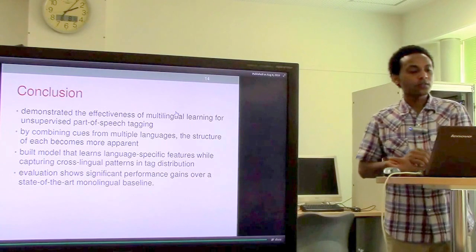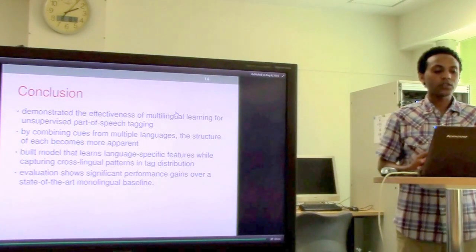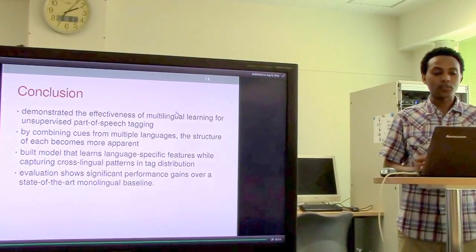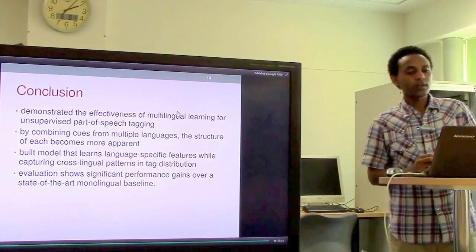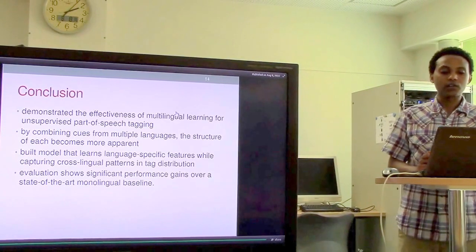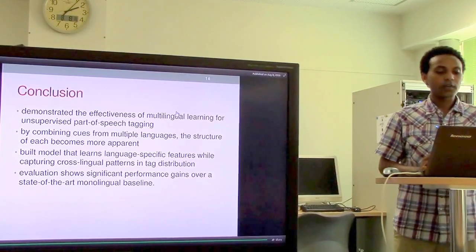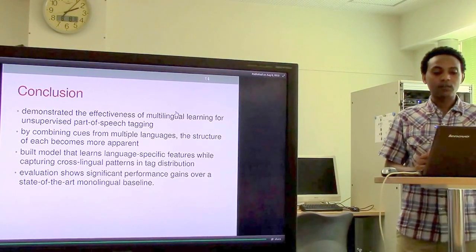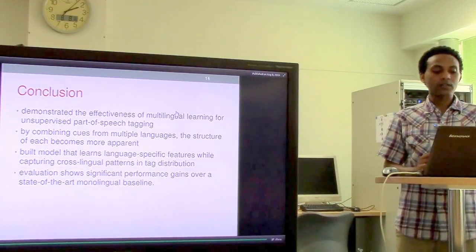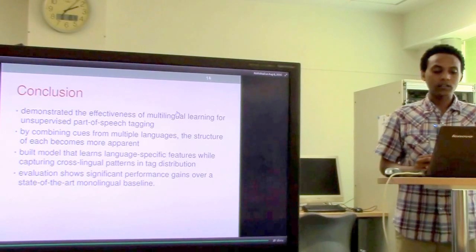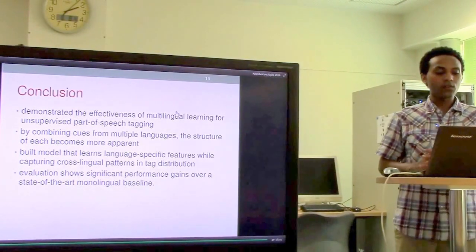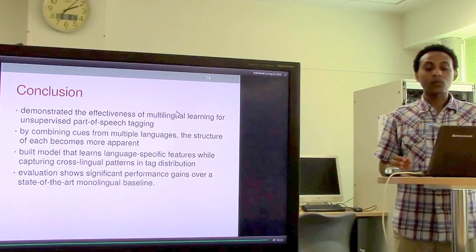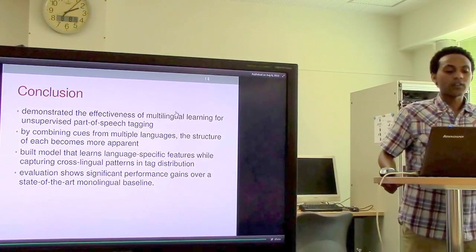So in conclusion, in this research, they demonstrated the effectiveness of multilingual learning for unsupervised part of speech tagging. They showed that by combining cues from multiple languages, the structure of each becomes more apparent. They built a model that learns language-specific features as well as cross-lingual patterns for tag disambiguation, and the evaluation shows that there was a significant performance gain over the state-of-the-art monolingual baseline. That's all. Thank you very much.